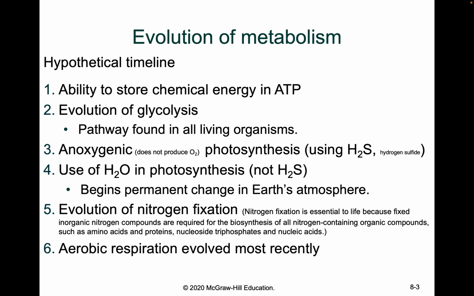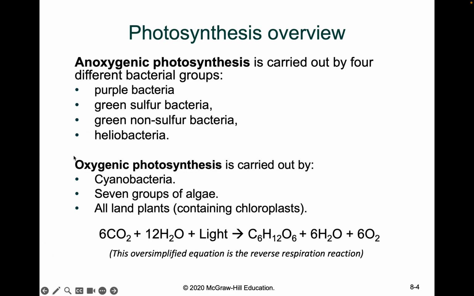It was later that organisms started to use a different molecule rather than H2S. They started to use H2O, water, so that they were able to break down H2O and release oxygen. Then slowly our atmosphere started to change from heavy sulfur to heavy oxygen because of this change. So now let's talk about these two different types: anoxygenic photosynthesis and oxygenic photosynthesis.